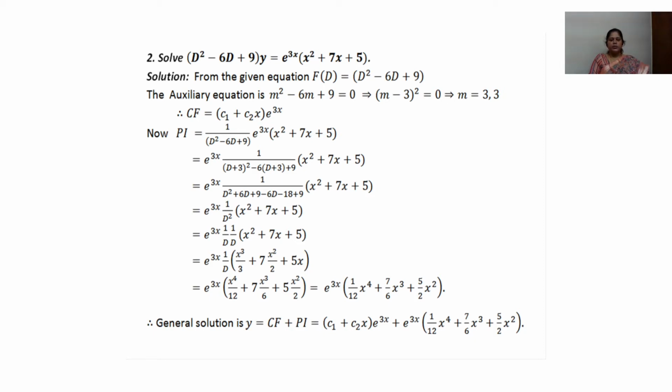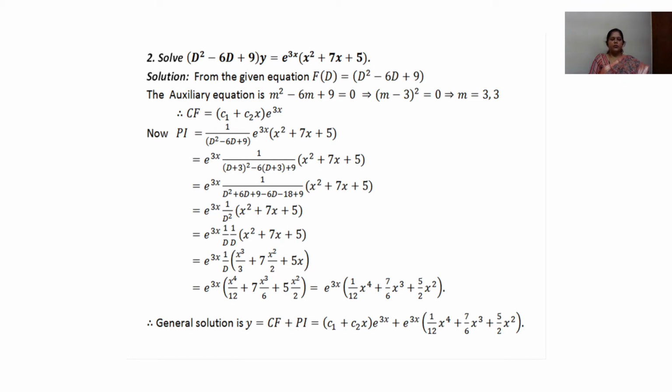So both the values are real and distinct. That's why the complementary function is c1 plus c2 x into e to the power 3x. Now for the particular integral, PI is equal to 1 by D square minus 6D plus 9 into e to the power 3x into x square plus 7x plus 5.